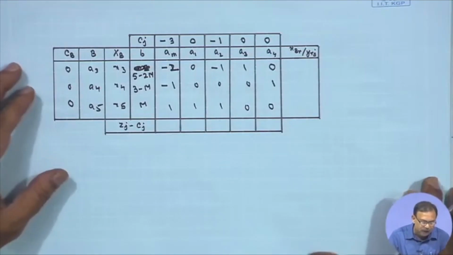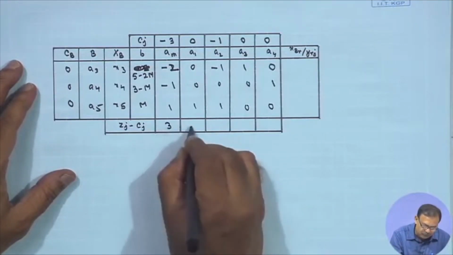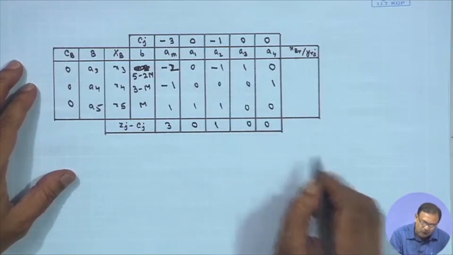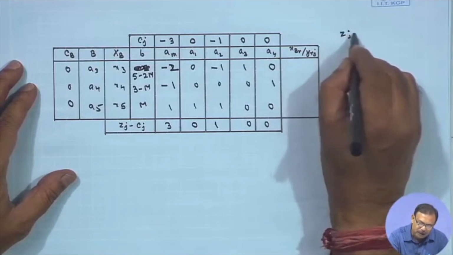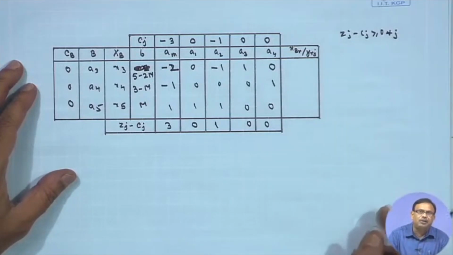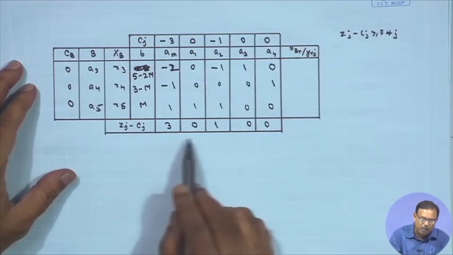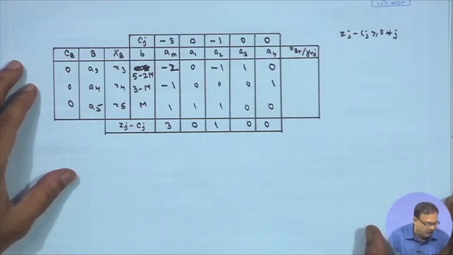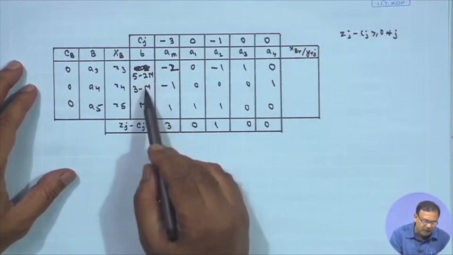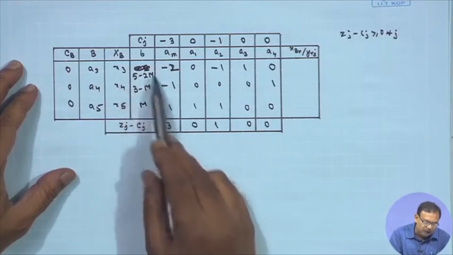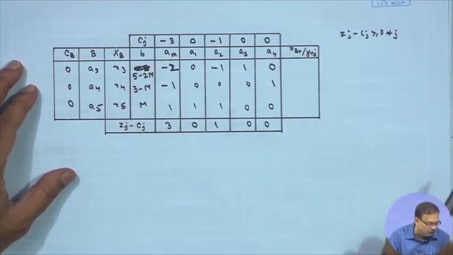So, if you calculate Zj minus Cj value now, you will find 3, 0, 1, 0, 0. So, your Zj minus Cj is greater than or equal to 0 for all j. Once you have added the new constraint and after that the slack variable, you see the optimality condition has been satisfied. But since m is very large, these basic variables are not negative.